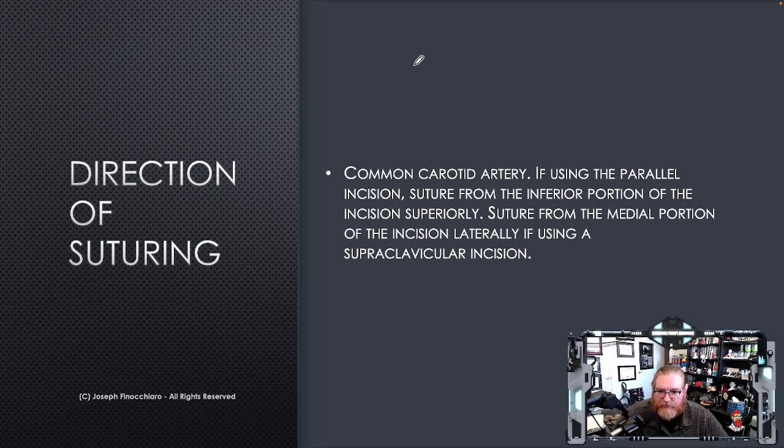So, direction of suturing. Common carotid artery. If using the parallel incision, suture from the inferior portion to the superior portion. Suture from the medial portion of the incision lateral if using a supraclavicular incision. So remember, when we are talking about suturing on a carotid, the embalmer is standing at the head of the table, okay? And you're suturing with the body in front of you, and you will suture from bottom to top.